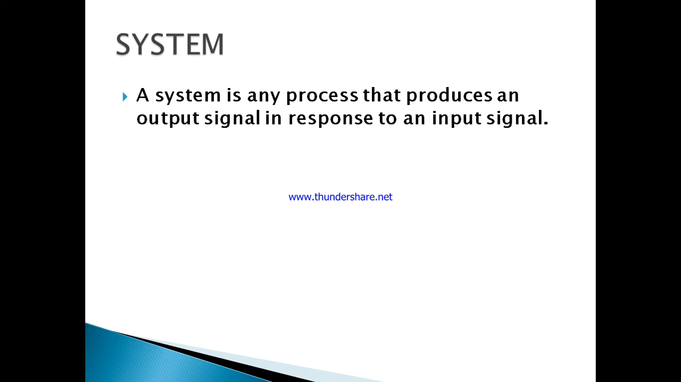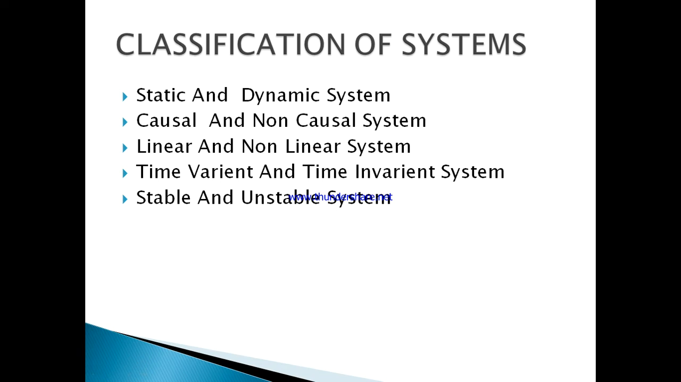Today we are going to discuss the classification of systems. First we should know what is meant by a system. A system is nothing but a process which produces an output signal in response to an input signal. Corresponding to the input signal, it produces the output. Okay, so that is the system. We have many classifications of systems.